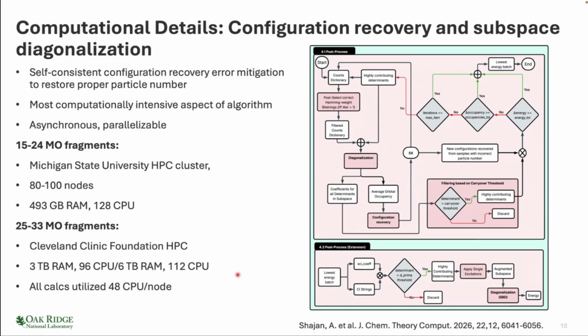But in general, the idea here, after your configuration recovery, is you will recover a lowest energy batch of configurations, which will then be extended by considering single excitations coming off of them, augmenting the subspace, and then doing your final diagonalization to extract your energy and your 2 RDMs, which will be used to construct then the full system properties and energy.